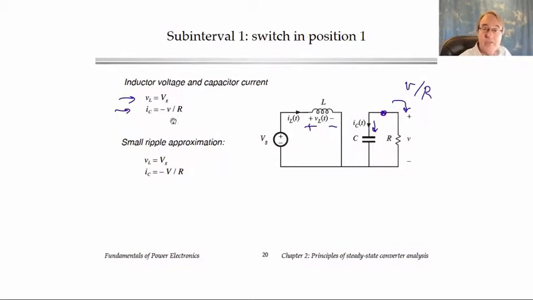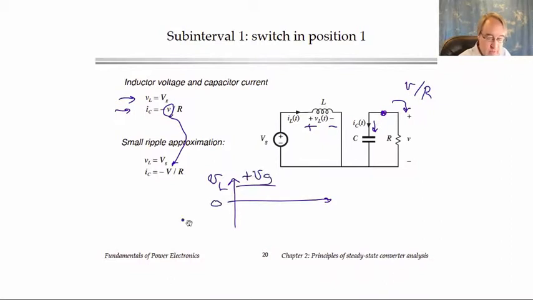Next we make the small ripple approximation. In particular, we have the output capacitor voltage right here, V of t, which we will approximate with its DC component, capital V, like that. So for the first interval, we have an inductor voltage VL that's equal to VG, and we have a capacitor current that's equal to minus V over R.